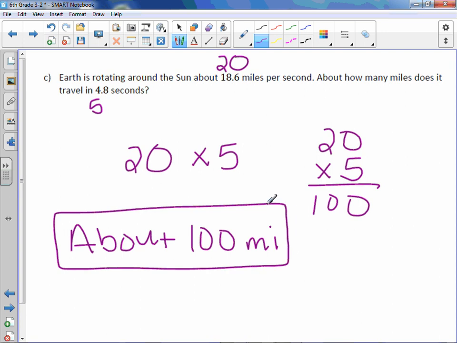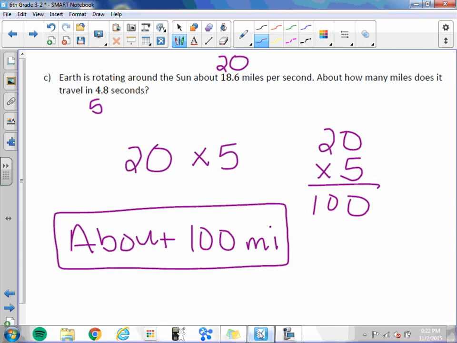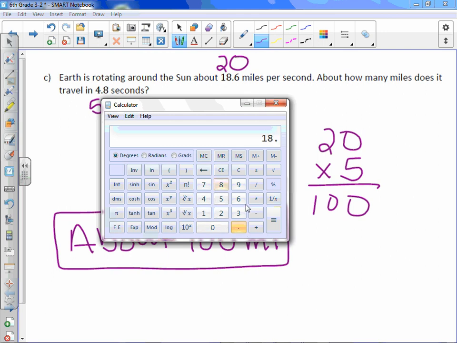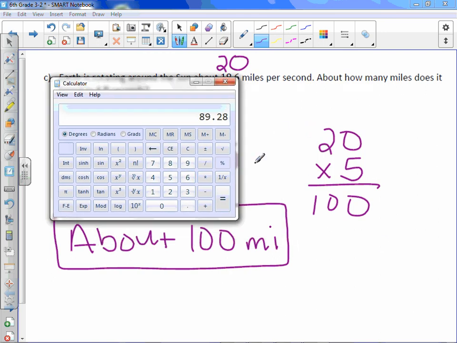And we would say that this is a reasonable answer, because if we were to actually calculate 18.6 times 4.8, let's grab a calculator. 18.6 times 4.8, 89.28 is pretty close to 100. We would consider that reasonable. Now, if we got an answer 200 or anything drastic, maybe 10, those would not be reasonable because they are not close to that exact amount.